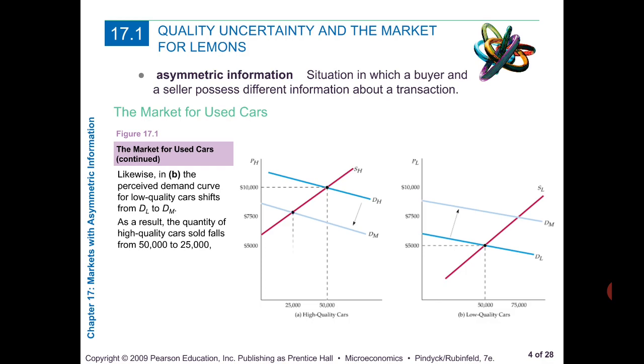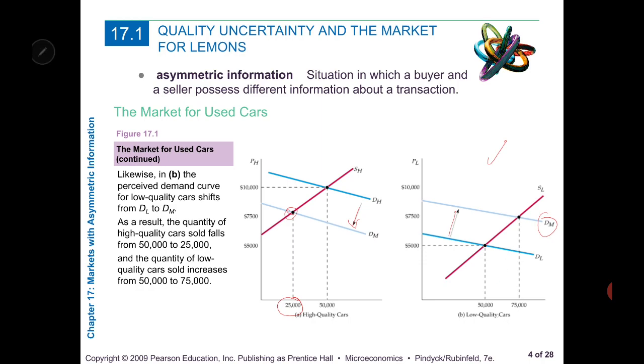And the same thing in the low quality market. In this market, they cannot differentiate, so they say maybe it's a 50-50 chance also. So the demand now goes up to DM in this one, while the other one goes down to DM. So what happens is that if your demand is now DM in the high quality car market, the intersection will give you 25,000 cars.